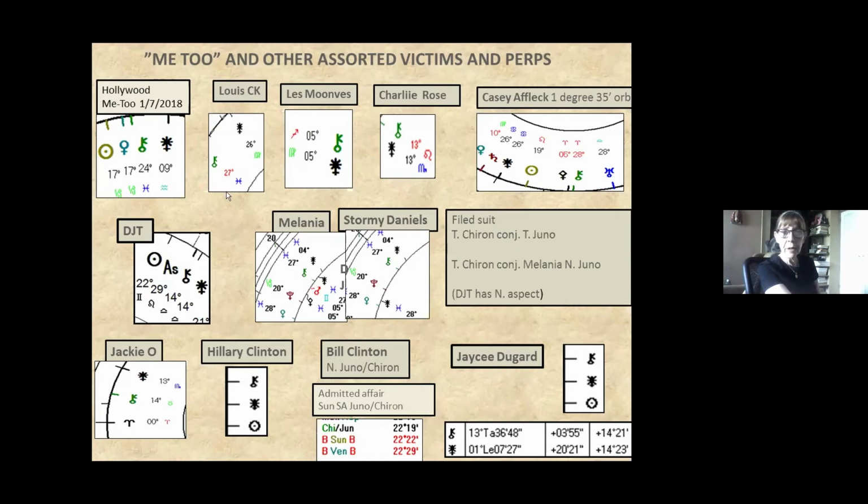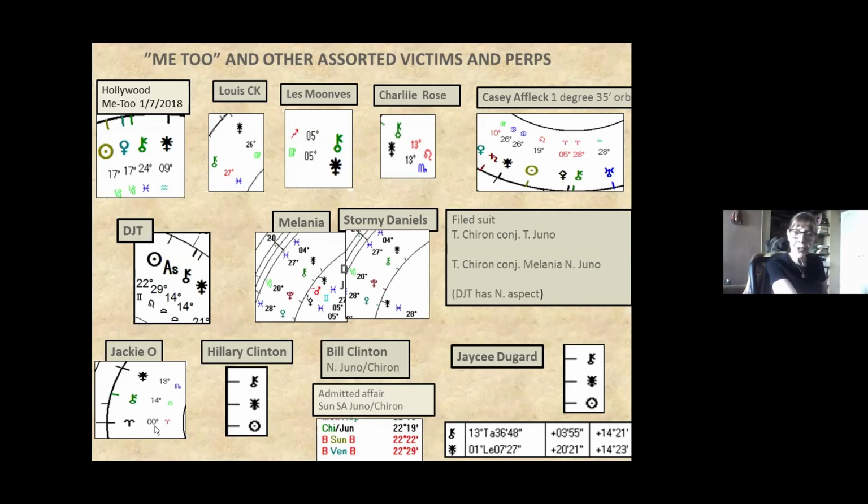So here are some other guys who had issues with the Me Too movement, and they all had Juno Chiron. Louis C.K., Les Moonves, Charlie Rose, Casey Affleck, Donald Trump in his way. Now, Melania and Stormy Daniels do not have natal Juno Chiron pictures, but they had Juno Chiron transits when the whole Stormy Daniels thing blew up. And of course, we know that Trump has the natal aspect. So we see it with victims as victims and perps, both ways.